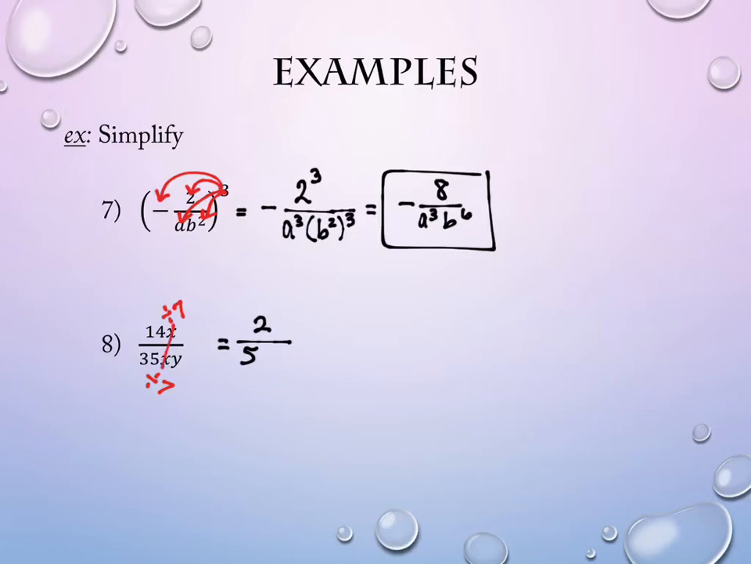Yeah, the x is reduced, right? X divided by x is 1. They cancel. Whatever language you feel most comfortable with, they're going to divide to 1. They're going away. The y, however, doesn't have anything to pair with it to change anything of its value, so it simply stays there. 2 over 5y.